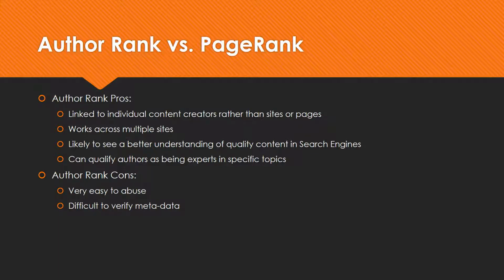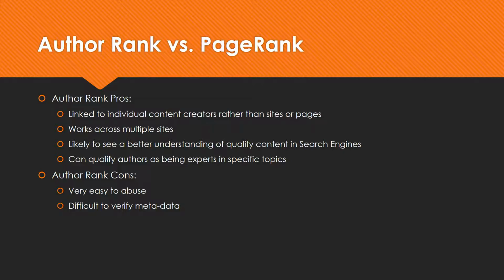It's also going to work across multiple sites. So if an author happens to be writing for the New York Times and Forbes and half a dozen other sites, his articles will all rank really high, regardless of the quality of those sites. It's also likely to give search engines a better understanding of quality content, rather than just, well, this site has a higher PageRank, so it must be better.